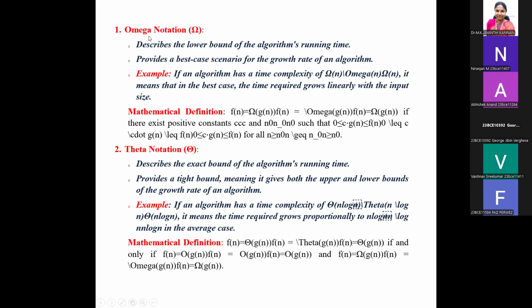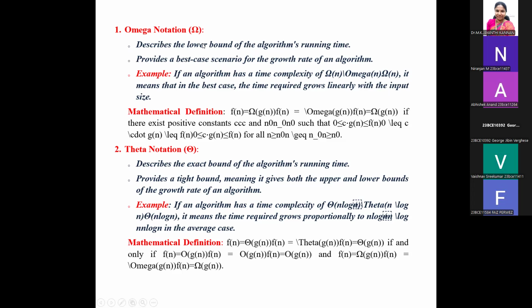But in the case of omega notation of asymptotic representation, in the big O method we are taking the upper bound, but here we are taking the lower bound. So the minimum time required to run the project is taken as the time of that particular project. That is called big omega notation. It describes the lower bound of the algorithm's running time, and it provides the best case scenario for the given growth rate of the algorithm.